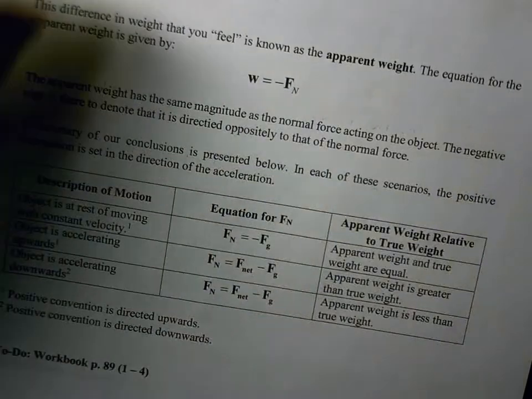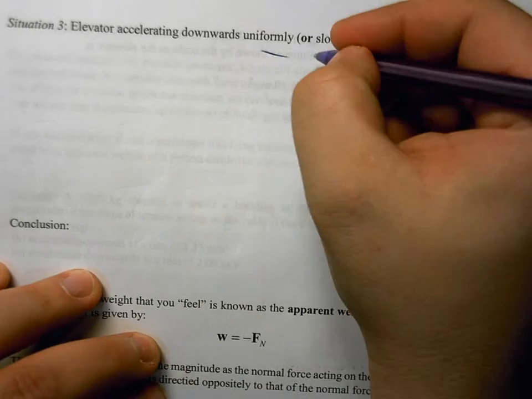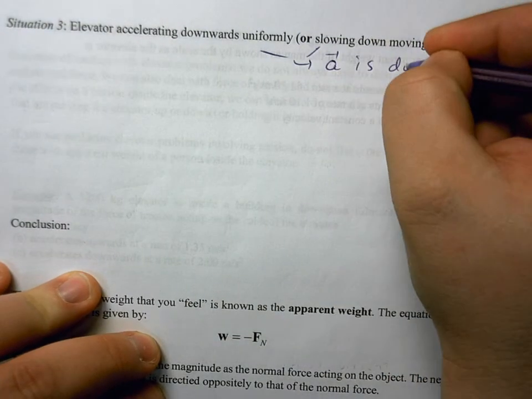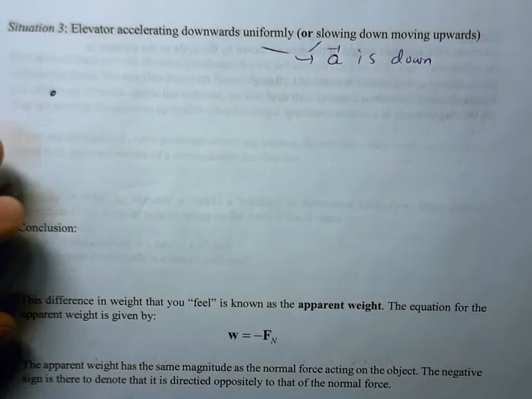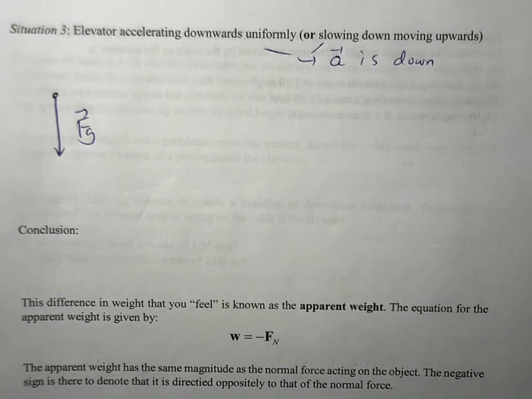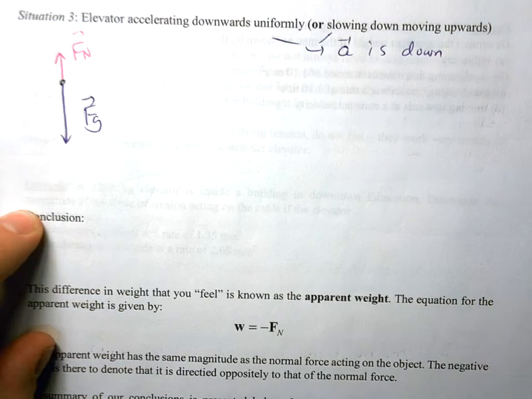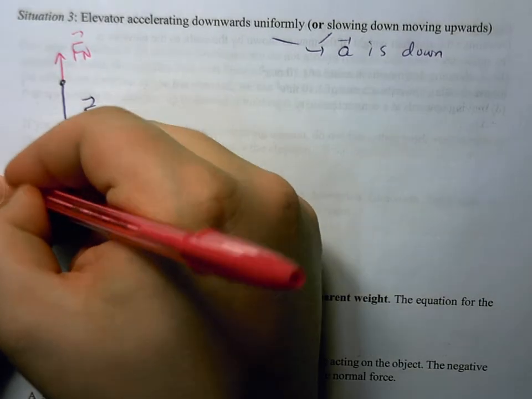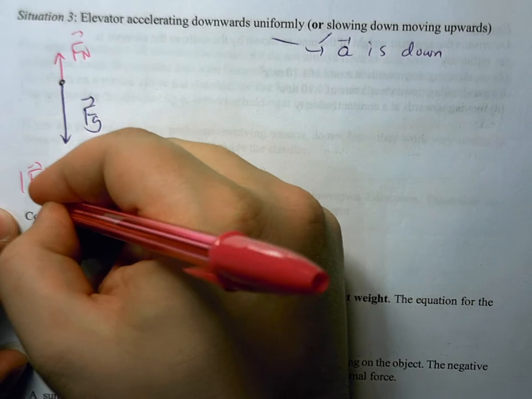So the last thing we want to look at is the case of an elevator accelerating downwards uniformly, or if we're slowing down moving upwards. So in both of these cases, the acceleration is down. So I want to draw my free body diagram for this scenario. I'm still going to have this force of gravity going down, and this time, because the acceleration is down, this is also going to tell us that the net force is down. That means this force acting up, this normal force, has got to be smaller than Fg. So the magnitude of Fg is going to be greater than the magnitude of Fn, since a is down.